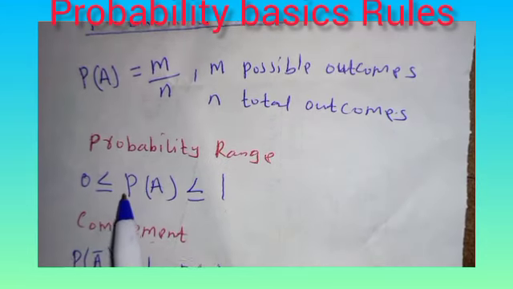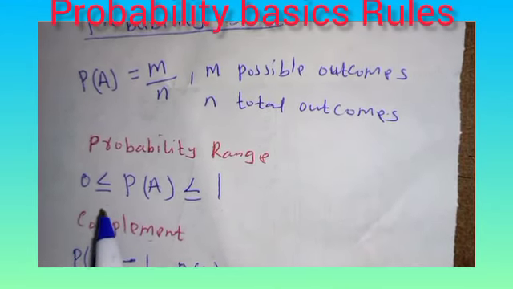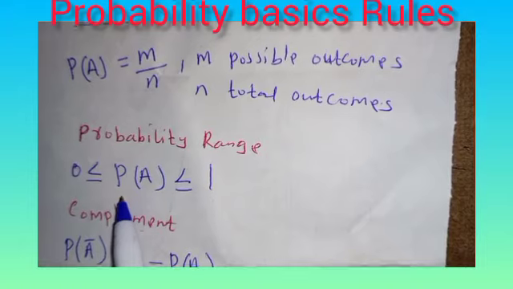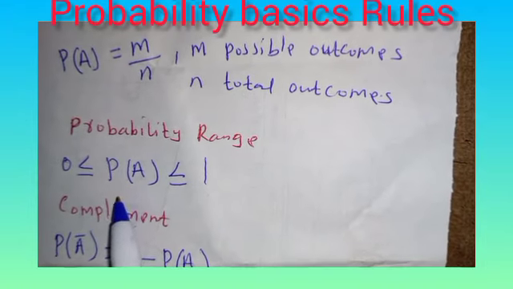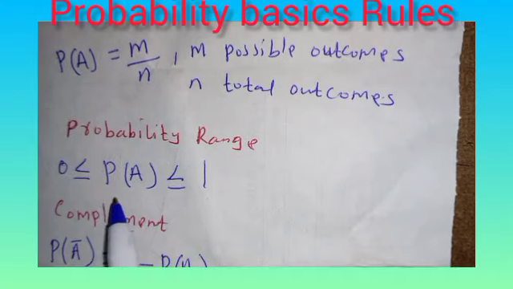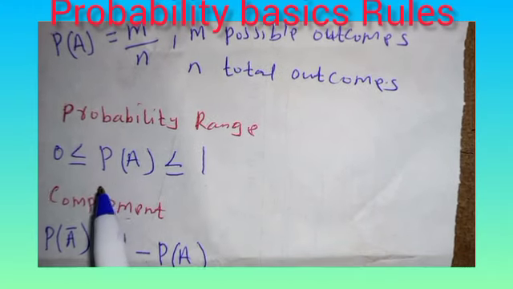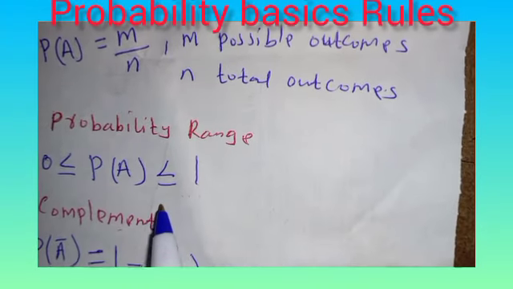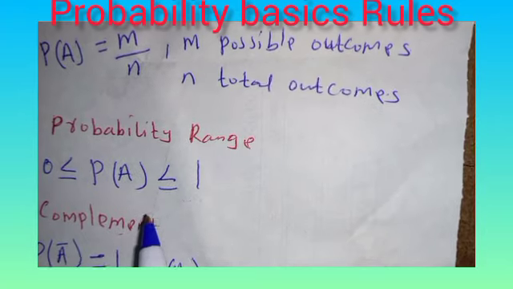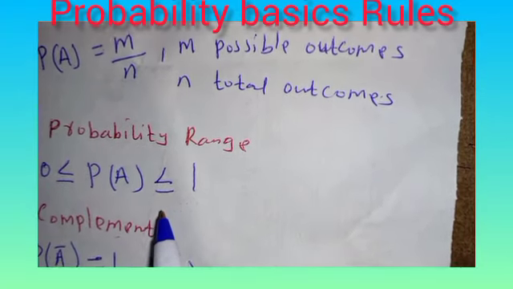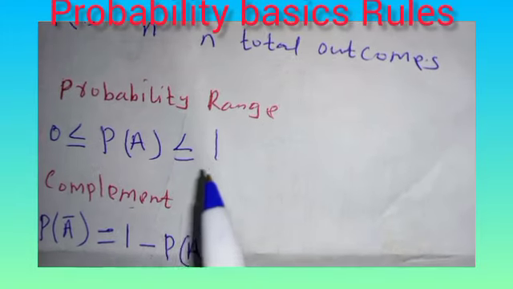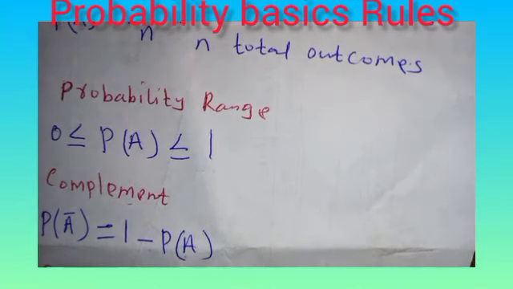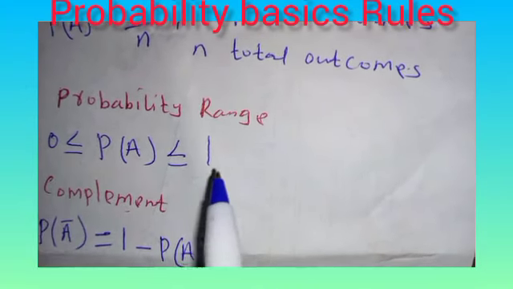For example, the probability of a day being Monday twice in a week is 0, because a day can be Monday only once in a week. Also, the probability of the sun rising twice in a day is 0, because the sun cannot rise twice in a day. The probability of a day being daytime within 24 hours is half. So the probability is always between 0 and 1.